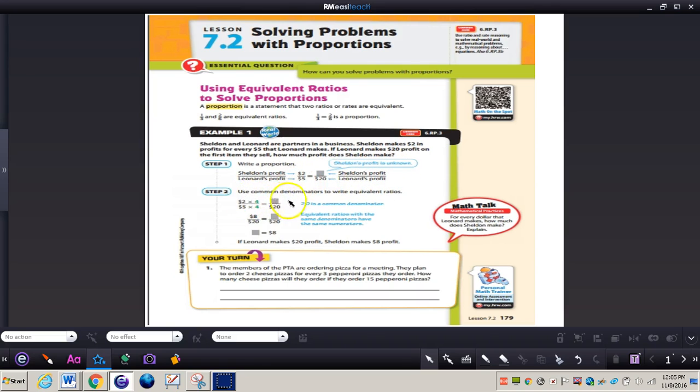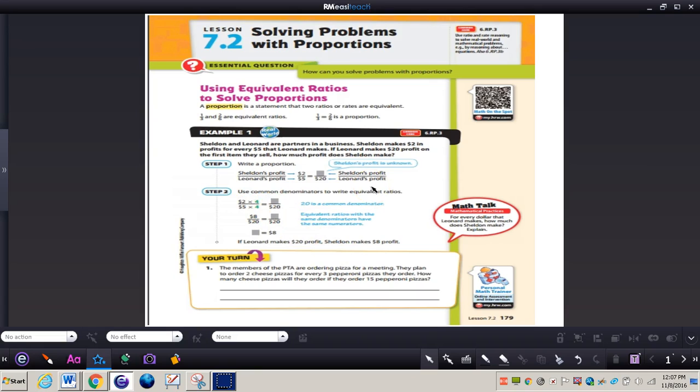So when we think about this, we can use a common denominator to write equivalent ratios. So we know that 2 to 5 gives us a denominator of $20. And so what we did is we multiplied that $5 by 4, giving us 20. And so just like with fractions, whatever you do to the denominator, you must do to the numerator. Multiply that 2 times 4, and you can see $8, 8 to 20. So you can see the answer, if Leonard makes $20 profit, Sheldon makes $8 profit. The easy way that we figure that out is just finding a common denominator with our ratios.